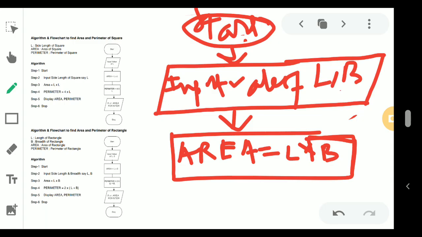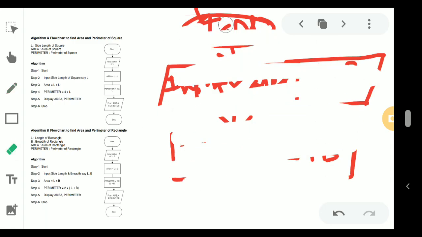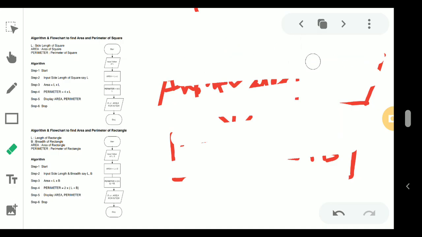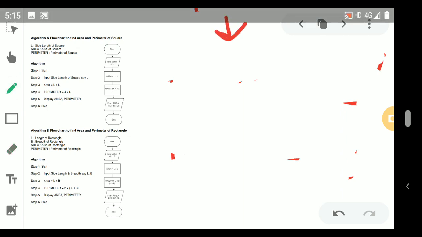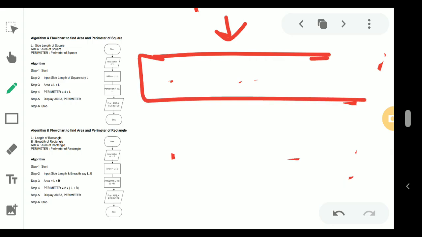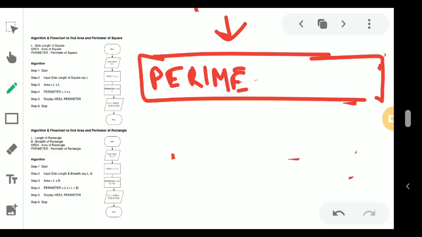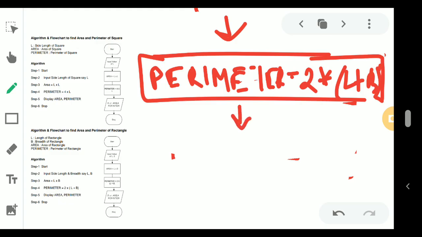Next I am erasing and writing. Next there is a continuation arrow. After the area, we will consider the perimeter. Perimeter is equal to 2 into (L plus B). Done. Perimeter is done, then we will display. So display requires a parallelogram.